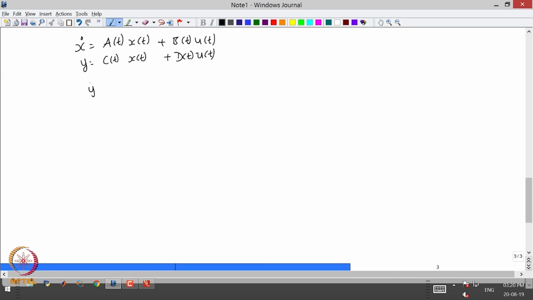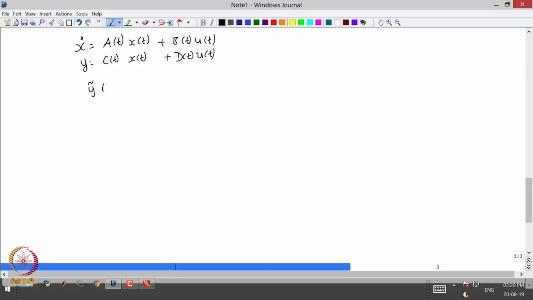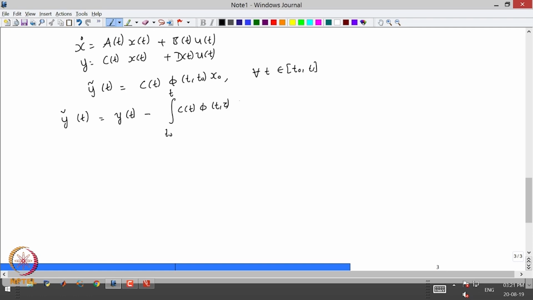So we had these computations the other day, right. We had this y tilde defined as the integral of C(t) phi(t, t0) x0, for all t in [t0, t1], where y tilde was equal to y(t) minus the integral from t0 to t of C(t) phi(t, tau) B(tau) u(tau) d tau.